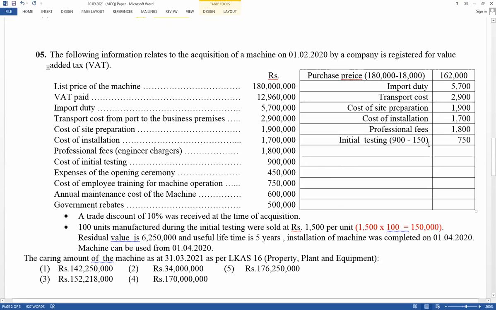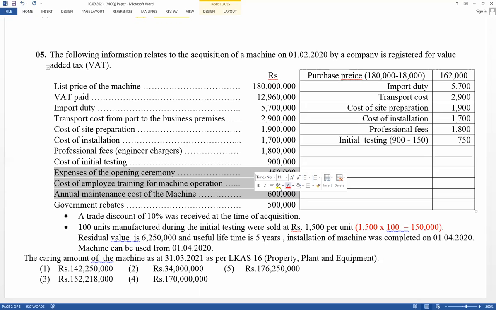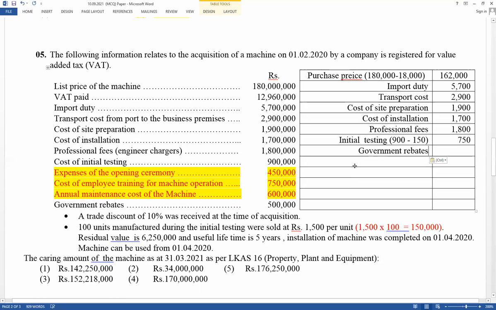Think initial testing cost. But employee training cost, expenses for opening ceremony, and annual maintenance cost should not be considered as a part of cost value. But government rebate should be deducted. Government rebate should be deducted. Value equals 500. A government subsidy has been given. Sometimes subsidies are given to encourage production. Therefore, that value should be deducted.